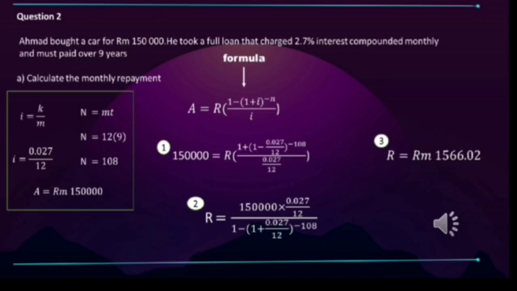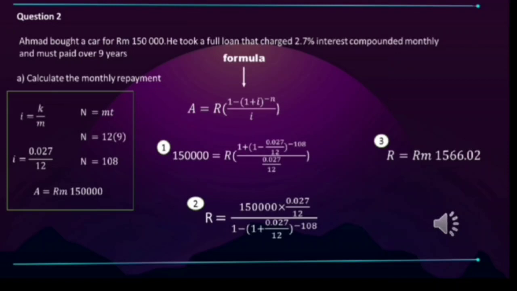So let's look at the box first. First thing first, we have to find I equal to K over M. K is the nominal rate, which is 2.7%, converted to decimal 0.027, and M is the number of times interest is calculated in a year, also told in the question as compounded monthly, which means 12 times. Second thing we have to find is N equal to M multiplied by T, which is the term or length in years. So M is 12 and T is 9 multiplied, so N is 108. For A, which is the loan price, is 150,000.